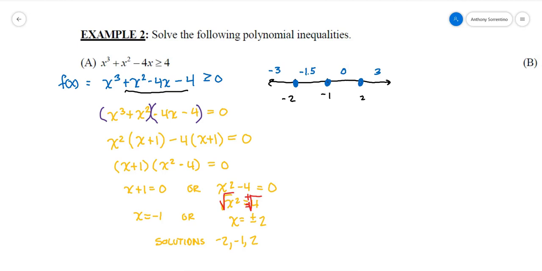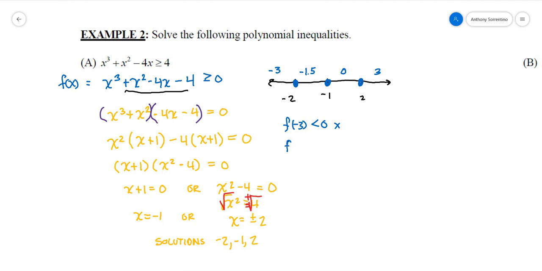So if I use the -3, I'm going to have -27 plus 9, which is -18, plus 12, which gives me -6, and then I'm going to have -4. That's going to be negative. So that's not greater than or equal to 0. So -3 doesn't work. f of -3 was less than 0, so that doesn't work.